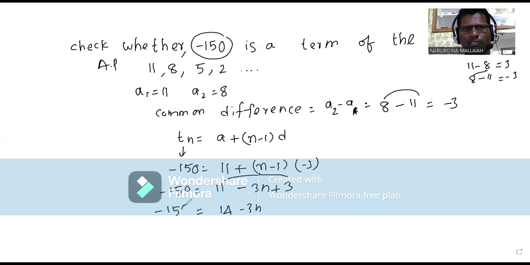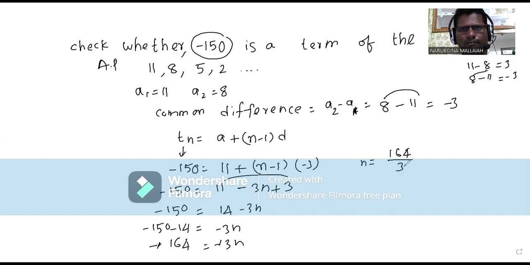Minus 150 on this side. Then send this plus 14 to this side. It will become minus 164, and here we have minus 3n. Both are having minus, so minus 150 minus 14, how much? 164, right? That is equal to minus 3n. Minus minus gets cancelled. n is equal to 164 by 3. See, 3 fives are 15, 3 fours are 12. This is not divisible completely, right?